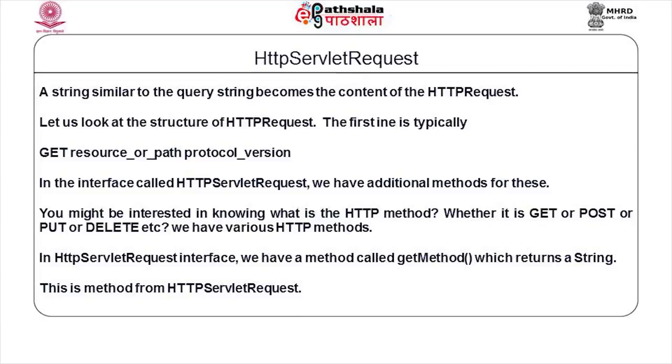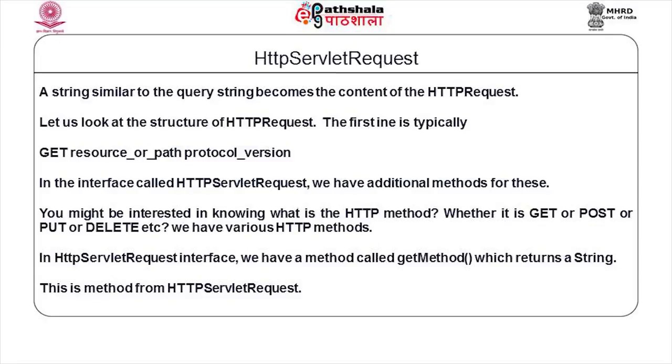Let us look at the structure of the HTTP request. What was the request structure? What is there in an HTTP request? The first line has the method name, it might say get or post or something, and then it has the resource, the path, and then the protocol version.